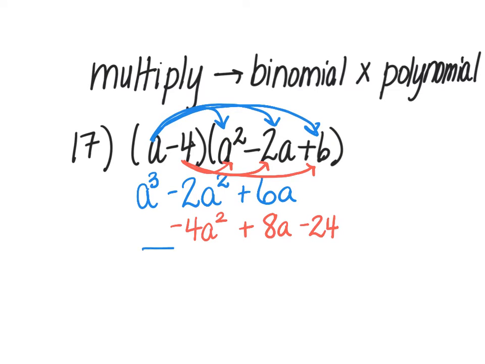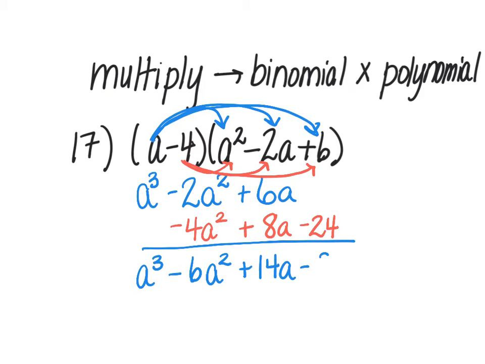Now that I've used the distributive property, I'm going to combine like terms. I'll drop down that a cubed, and then I'll combine the coefficients for the next term. Negative 2a squared and negative 4a squared makes negative 6a squared. 6a plus 8a makes 14a, and then I'll bring down my negative 24.